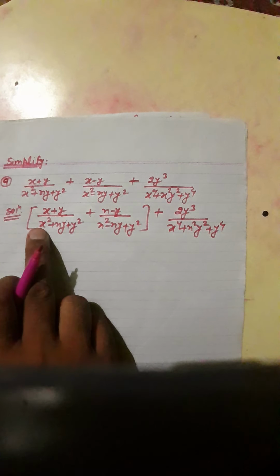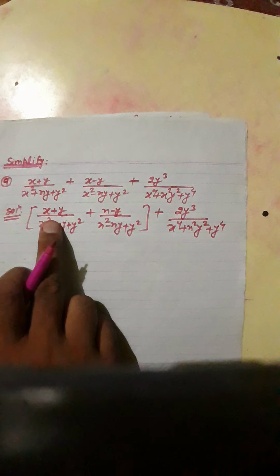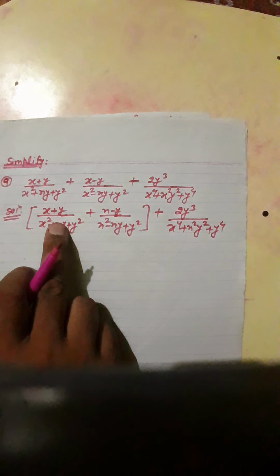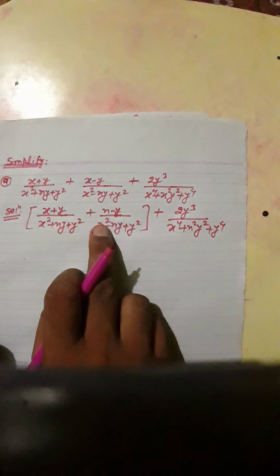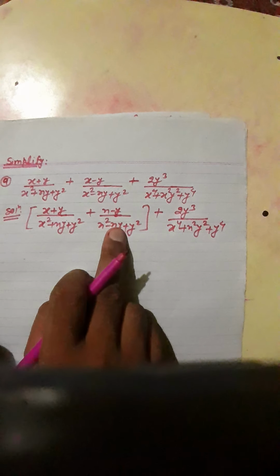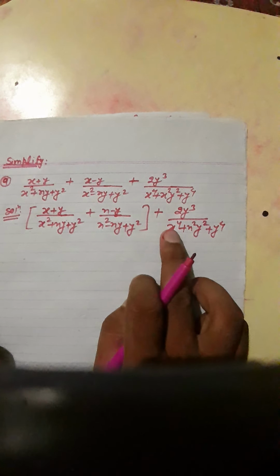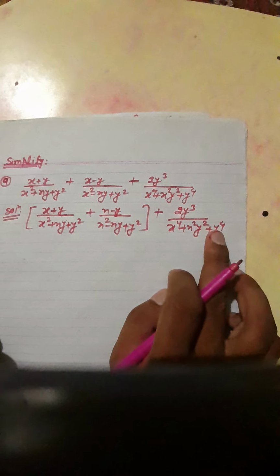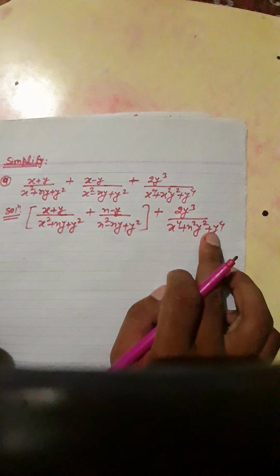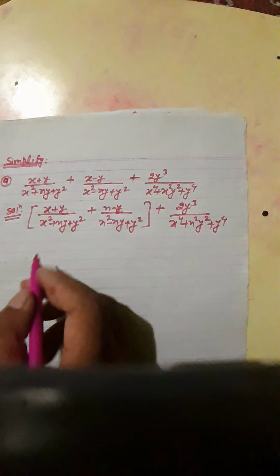You can see the denominators of these two expressions are of the same degree: x power 2, or x power 1 and y power 1, 1 plus 1 is 2, so degree 2, and both are the same. Here the denominator x power 4 plus x square y square plus y power 4 is of degree 4. So we are going to do this first.